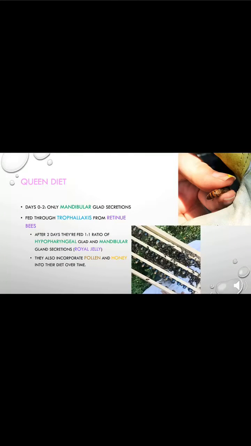Queen diet consists of only the mandibular gland secretions for the first 2 days. The queens are fed through trophallaxis by retinue bees. After the first 2 days, they are fed a 1-to-1 ratio of the hypopharyngeal gland and the mandibular gland secretion. This glandular secretion makes up the royal jelly. Pollen and honey are also incorporated into their diets over time.